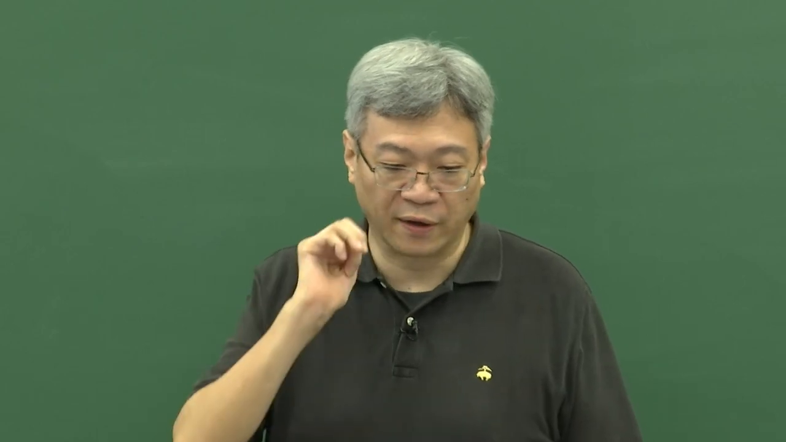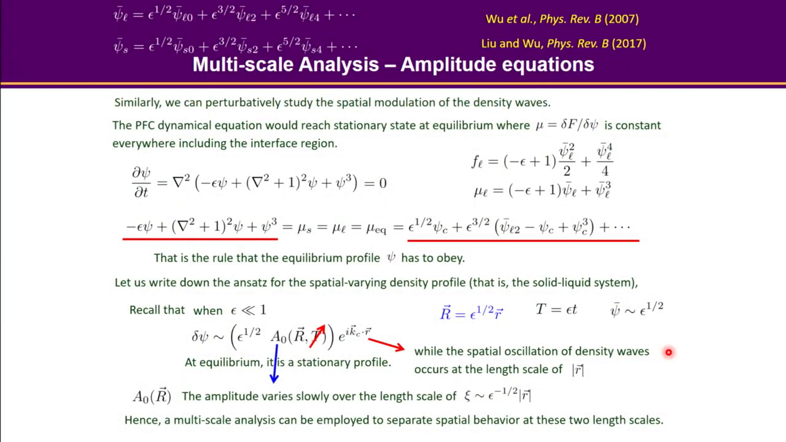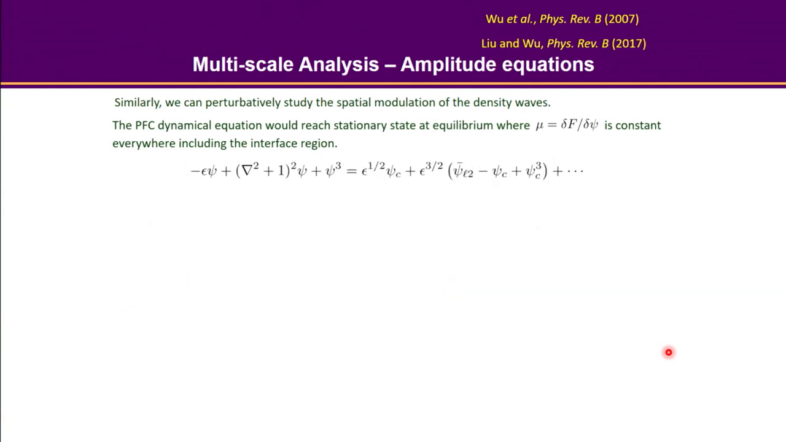So here you can consider there are two different length scales. One is really long, for the amplitude. The other is really short, for the density wave. Those two length scales we can treat as being independent from each other. That's what we call the multi-scale analysis, which I'm going to talk about now in detail.